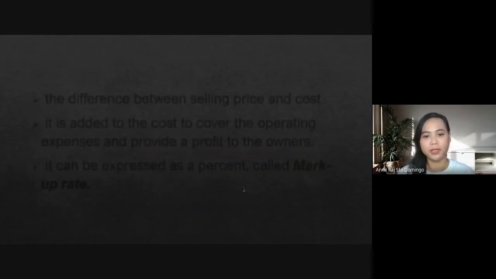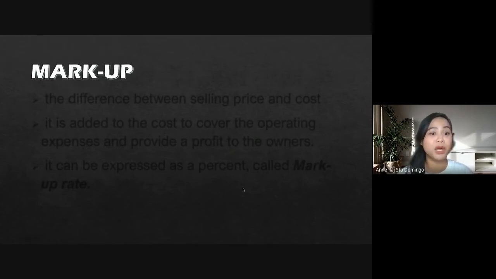So, now, for the last part of the topic, we now go to the markup. So, since meron tayong markdown, meron naman tayong markup. Ano naman sa tingin nyo yung markup? Markup.